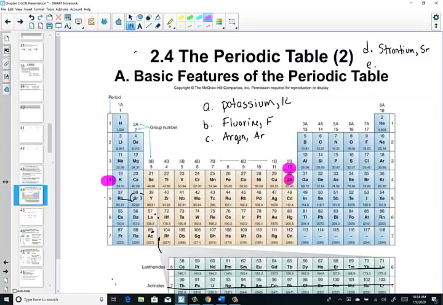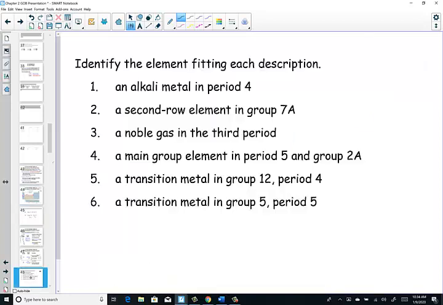So in letter E, we wrote the elemental name zinc, Zn as its symbol. And there was one more, letter F, a transition metal in group 5, period 5. With this example, notice that group 5, period 5, gives us niobium, Nb, niobium. Some of those are just fun to say, aren't they? So we wrote down those answers, and you've had a chance to check.